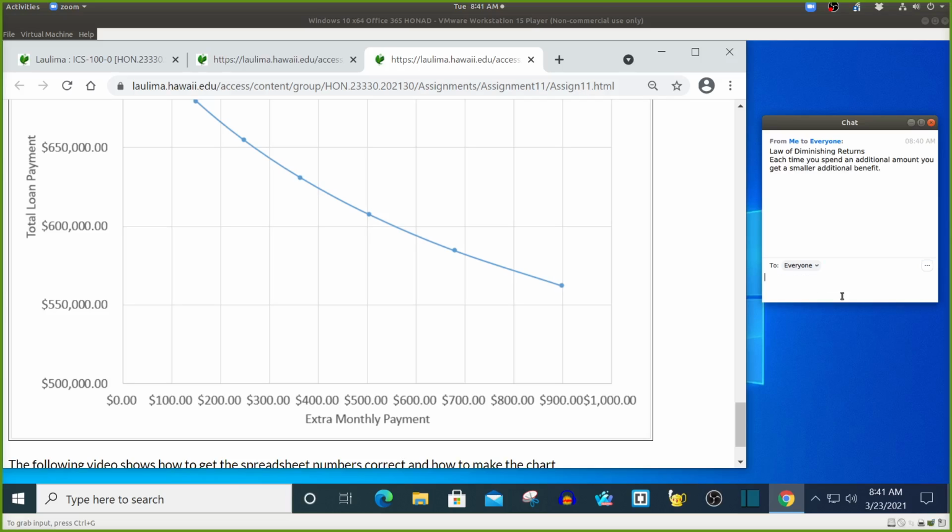Okay, so that's just one way to express it, right? Each time you pay an additional amount more, you get less and less additional benefit. Basically, that's the idea.